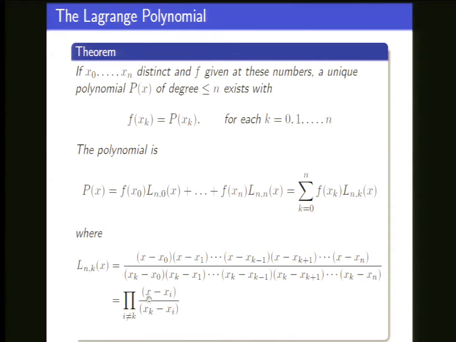So what is the polynomial? L of 0, comma 0 of x is equal to that 1, because there are no factors in that product. Anyway, don't worry about it too much.